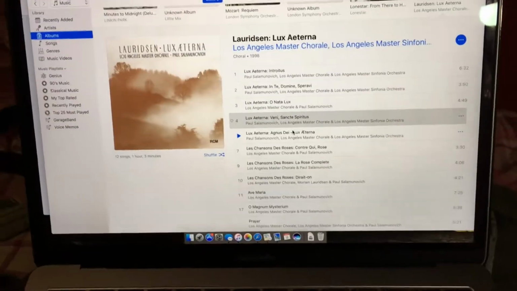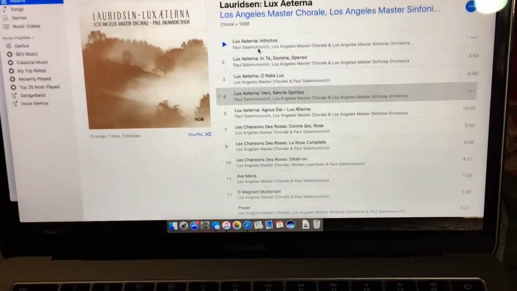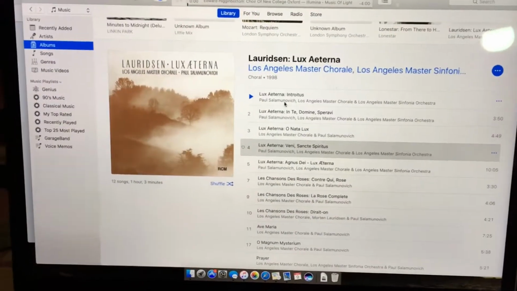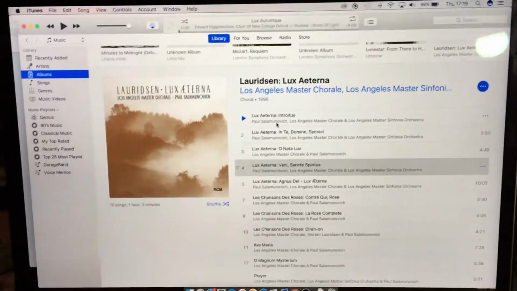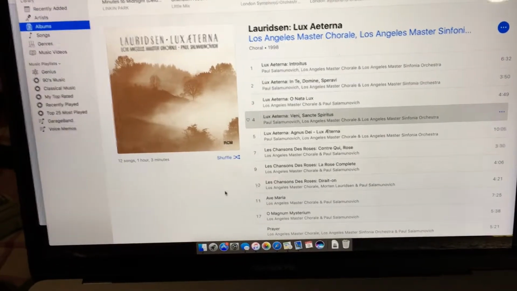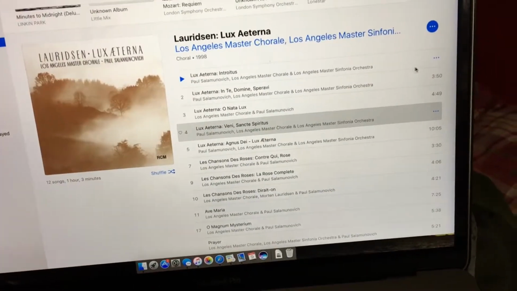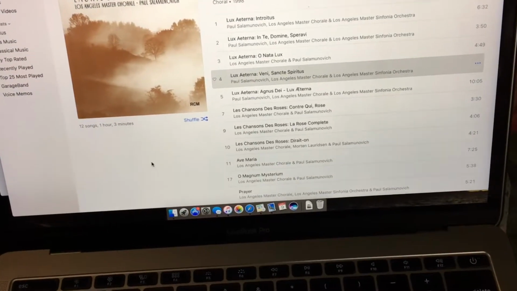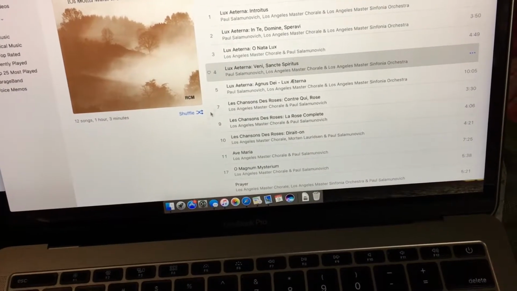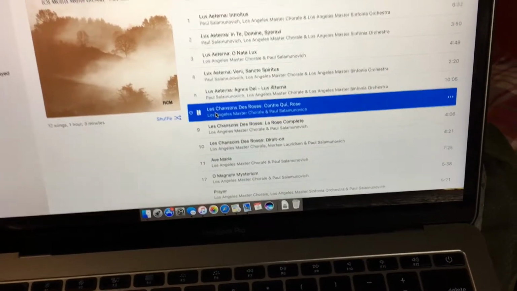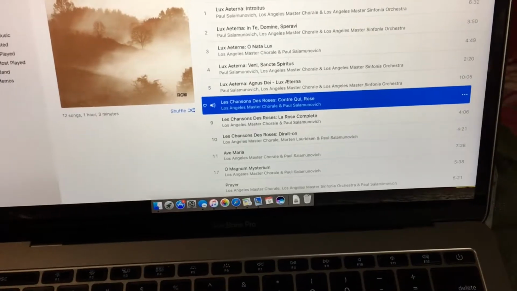What I have here in iTunes is the album. The first five tracks on this album correspond to this score right over here. Listen to the recordings several times. I've had this album for a few years now, so I've listened to them quite a lot. Look how long the first movement is: 6 minutes 32 seconds, the second one 3 minutes 50 seconds, the third one 4 minutes 49 seconds, the fourth one 2 minutes 20 seconds, and the fifth one 10 minutes 5 seconds. So that's the first thing you want to do.